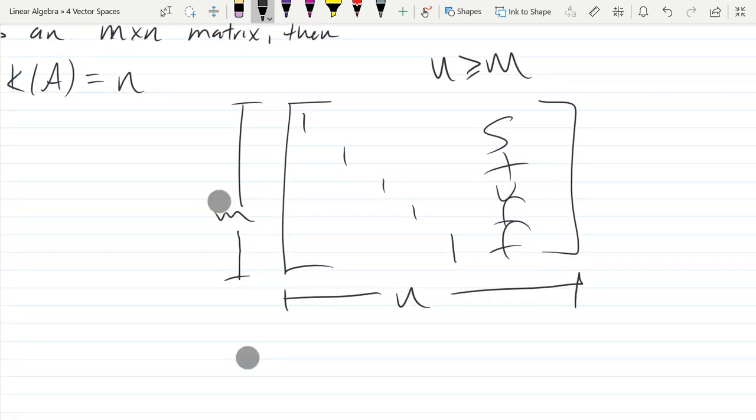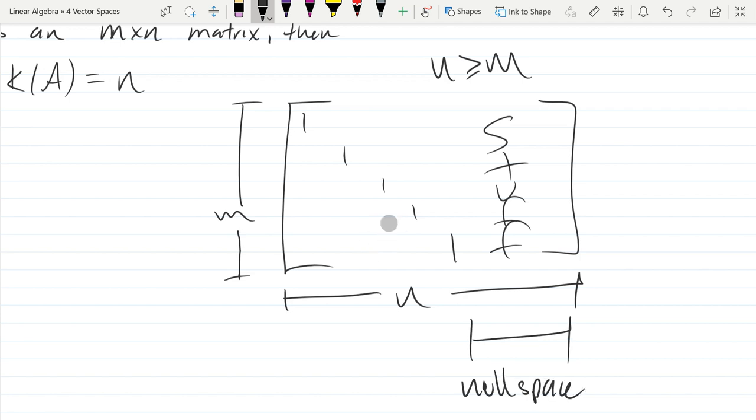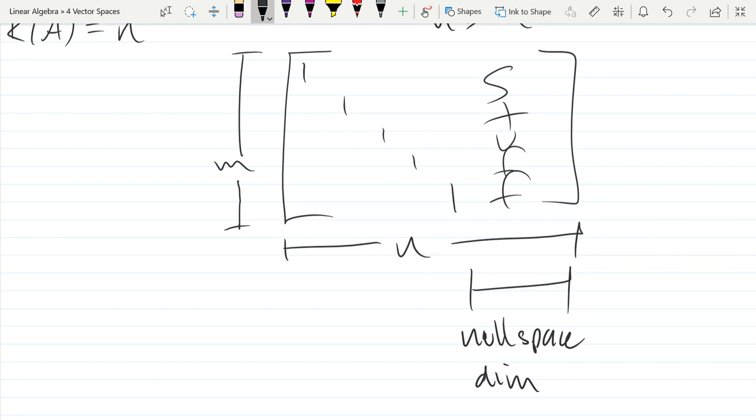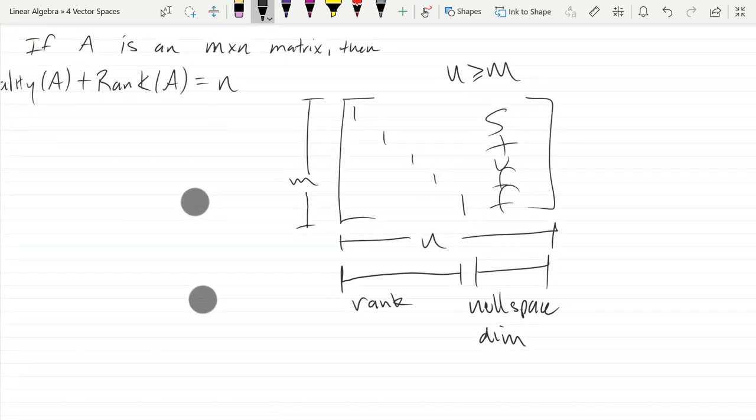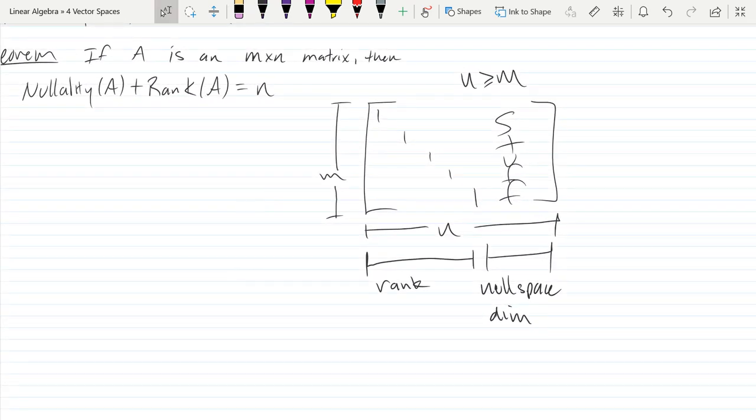And in this situation where N is bigger, your null space dimension will be right there, and your rank will be out here. So you'll see your rank and next to it your null space. And that is basically what this theorem is saying. The null space plus the rank is the number of columns. That's exactly what this is saying.